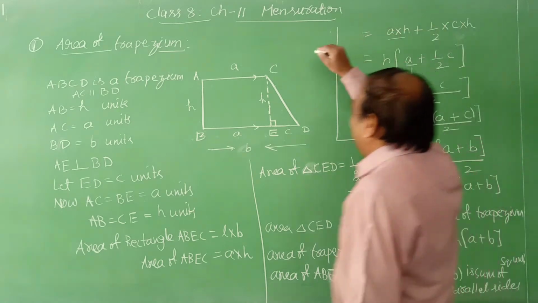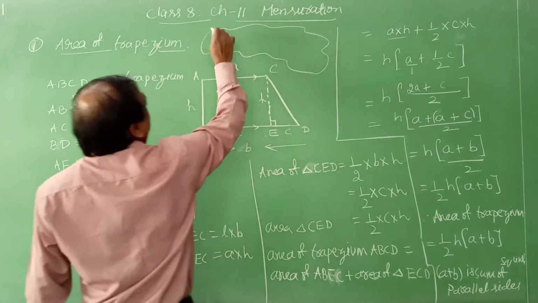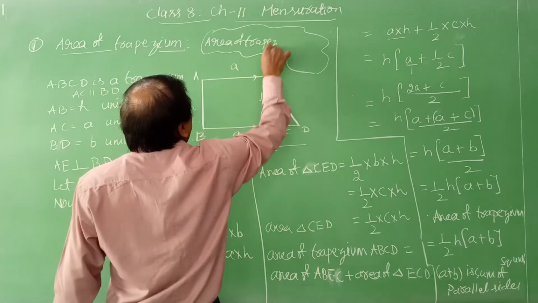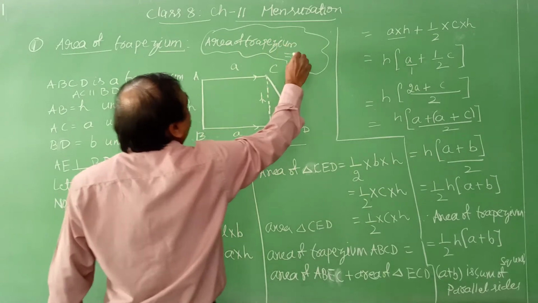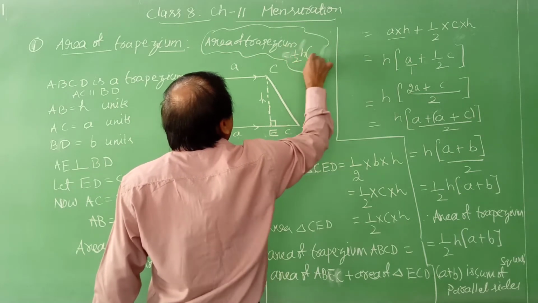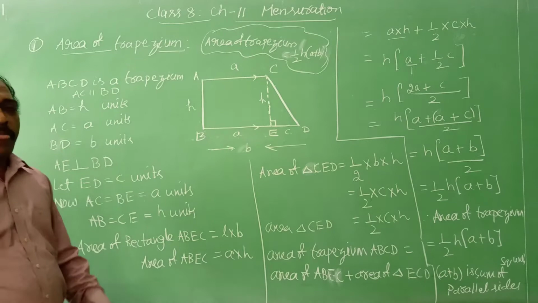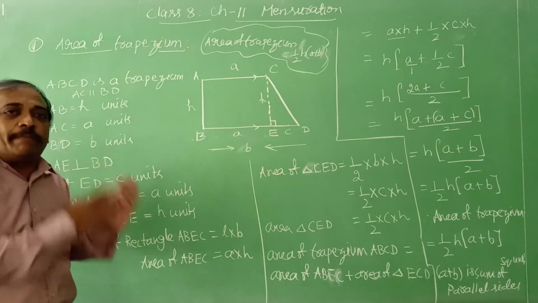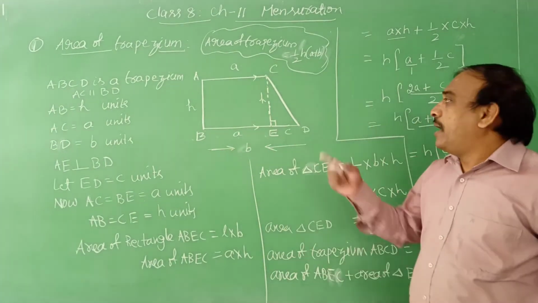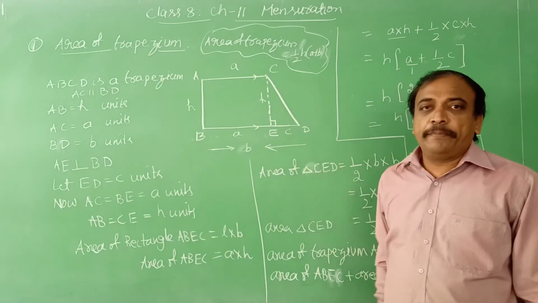Therefore, here I am writing that statement. Area of trapezium is equal to half H into A plus B. Is it clear what we are doing? We are dividing the given figure into two parts. One is a rectangle and another one is a triangle. Do you understand?